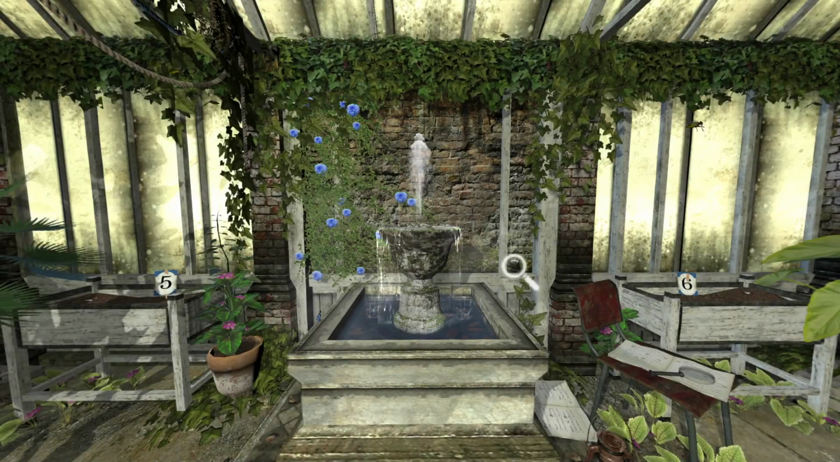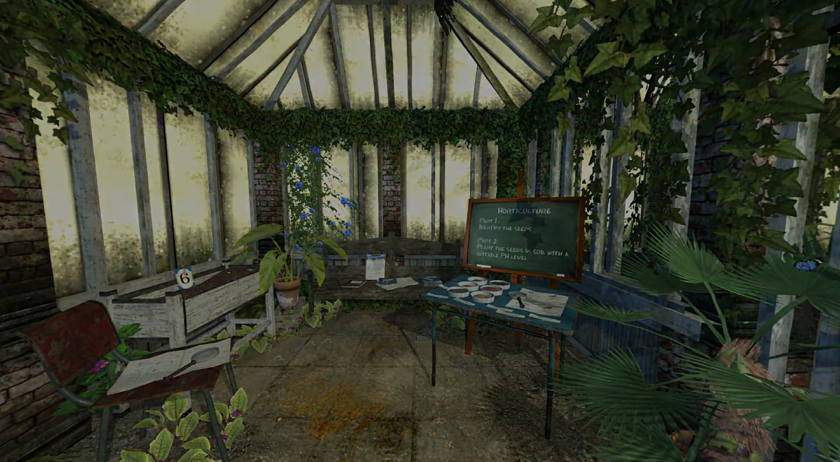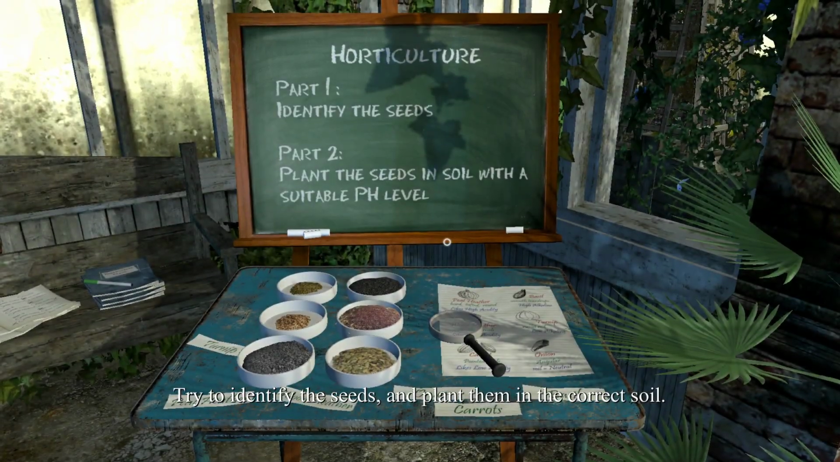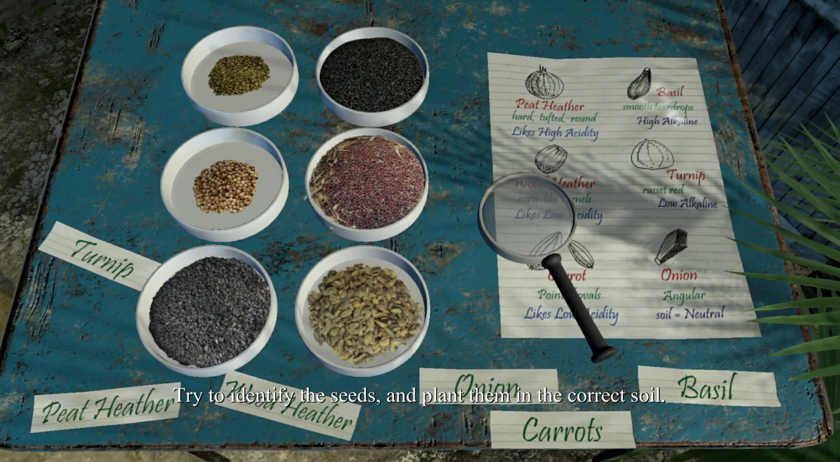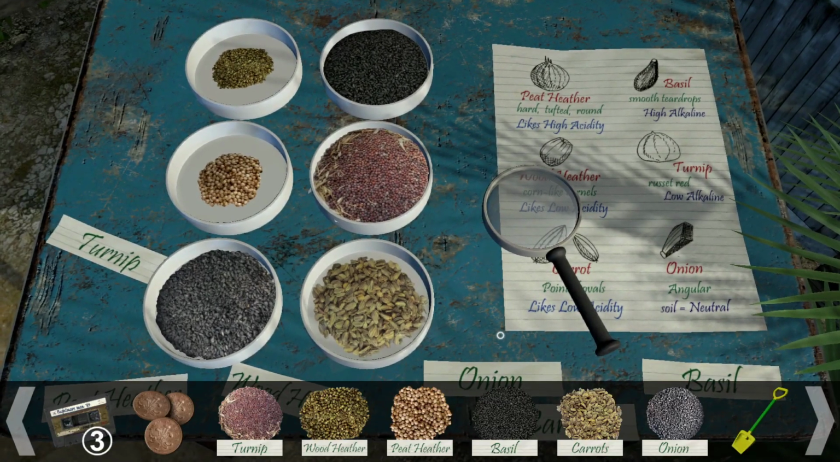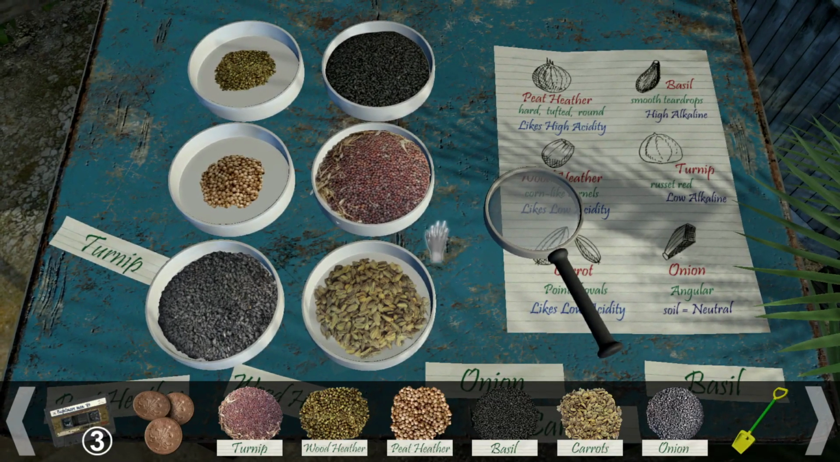Now I gotta do this all over again, maybe? Okay, I got carrots. Identify the seeds and plant them in the correct soil. Okay, basil, high alkaline. I'm just gonna write this down.